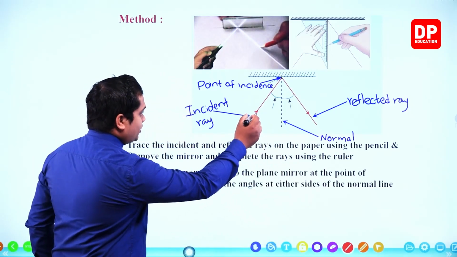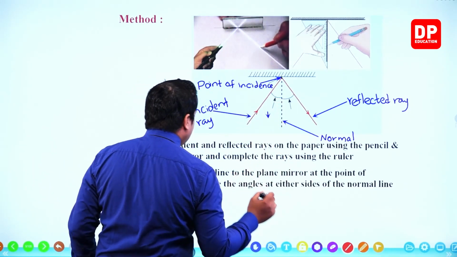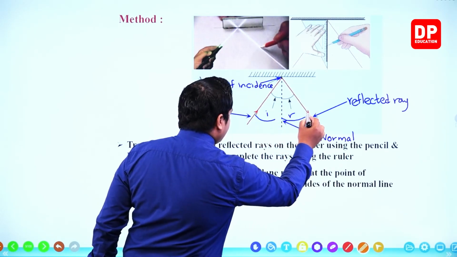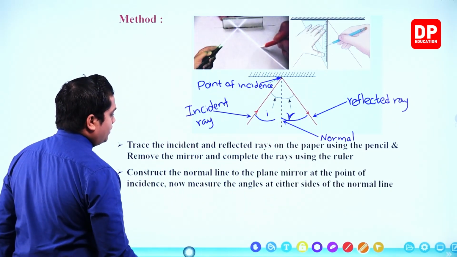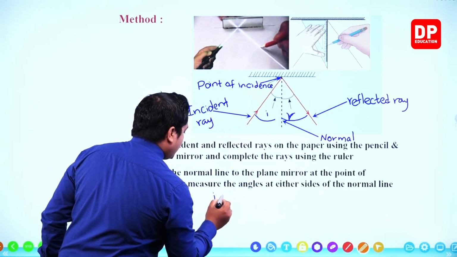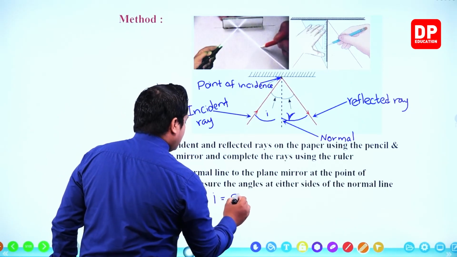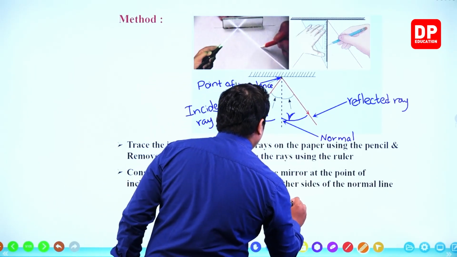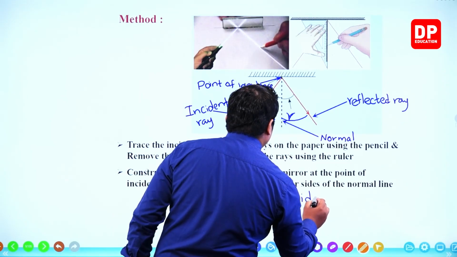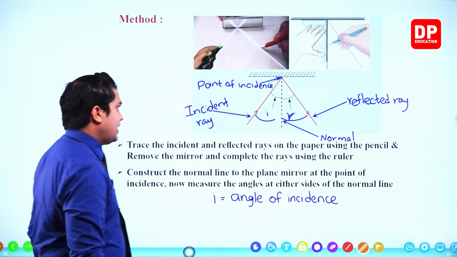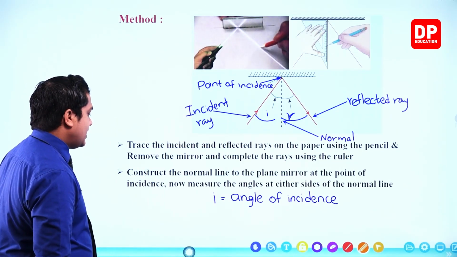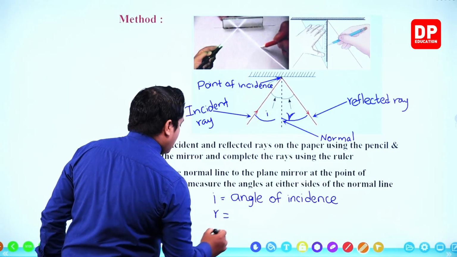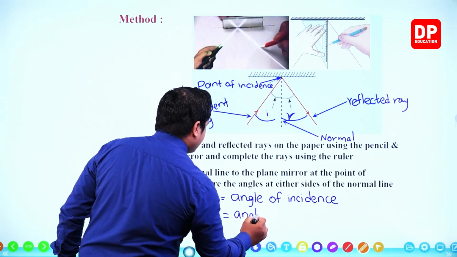I'll mention the two angles here. This one is referred to as I, and this is R: I and R. So what are I and R? Over here, let me write I. This is the angle of incidence. Then, my dear children, over here you can observe R. R is the angle of reflection.